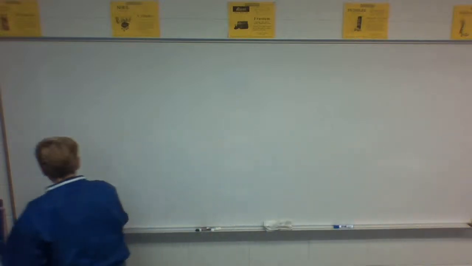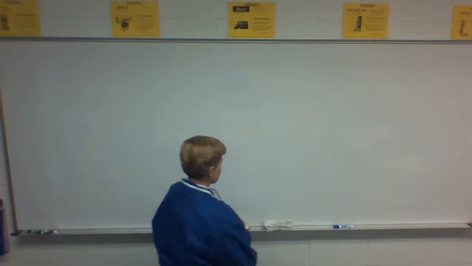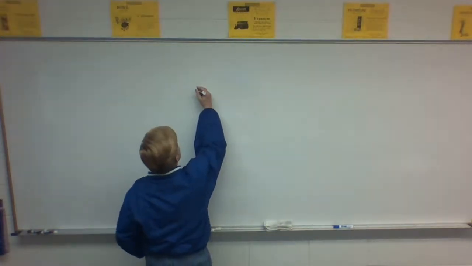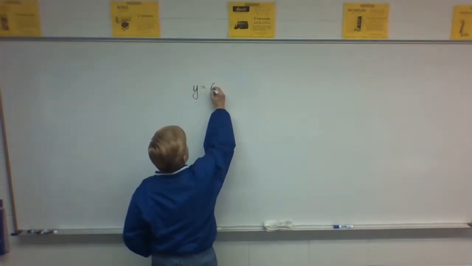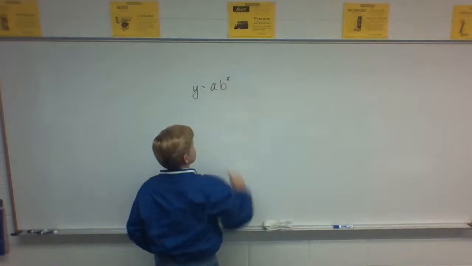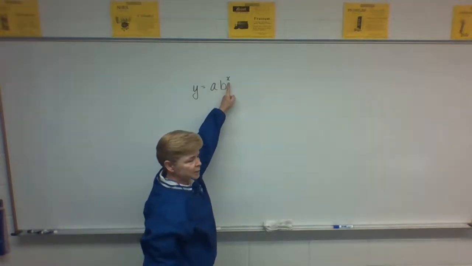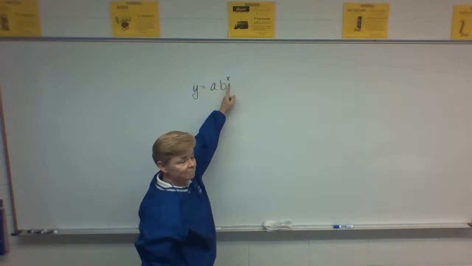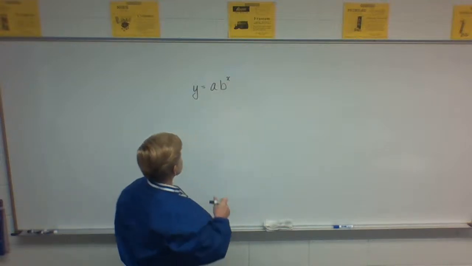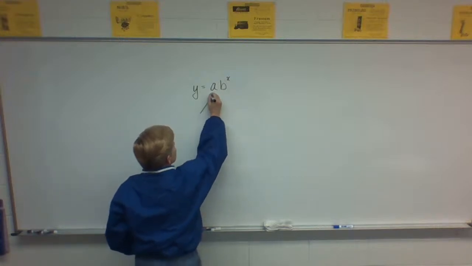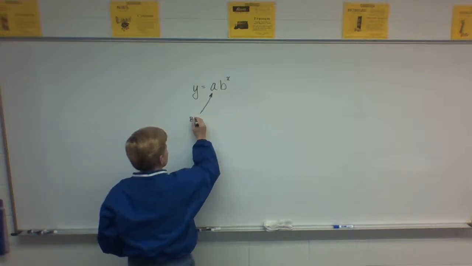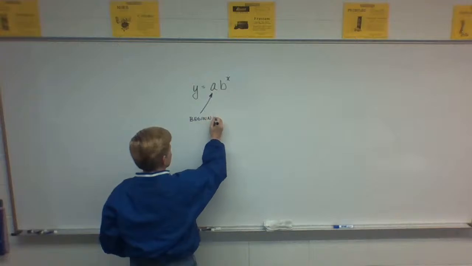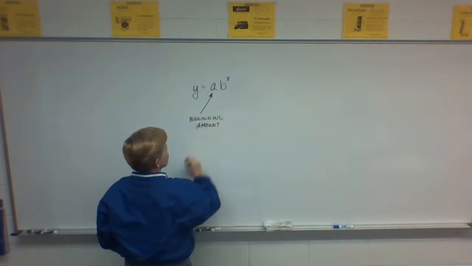First thing is we're going to look at the standard form of an exponential equation. And it is y equals a b to the x. And it is this that makes it an exponent, where the variable that could be anything is sitting in the exponent spot. This right here, a, is the beginning amount. Beginning amount of what? Beginning amount of whatever you're talking about in the problem. That's the beginning amount.